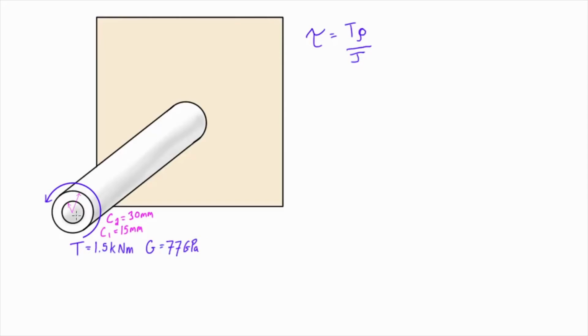Now the only thing that's changing is for values of rho that are less than C1. C1 here is our inner radius, and C2 is our outer radius. So for values that are smaller than our inner radius, there'll just be no shear because there's no material there to be in shear. And then we'll experience shear that increases linearly from a value of rho of 15 millimeters out to 30 millimeters.